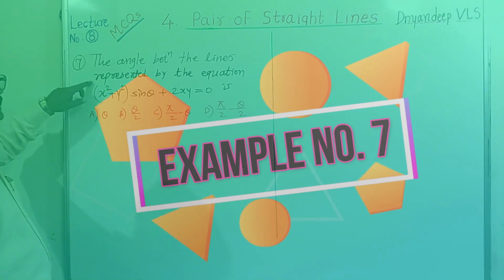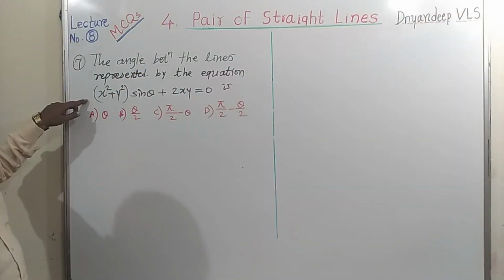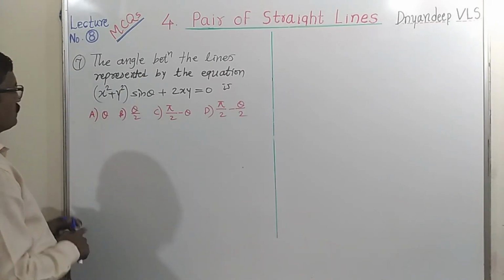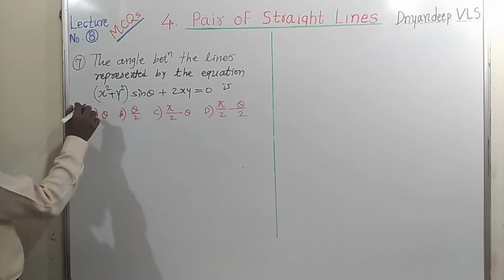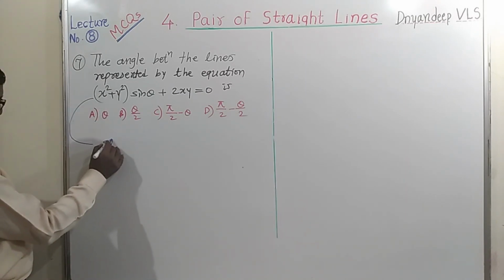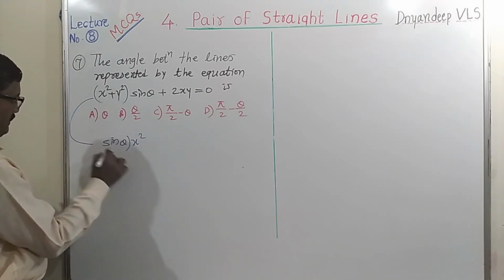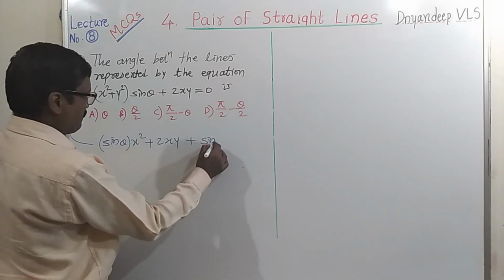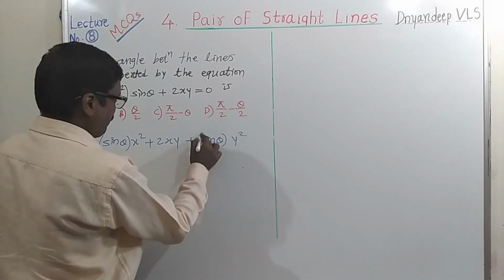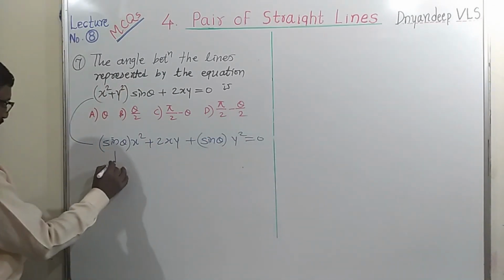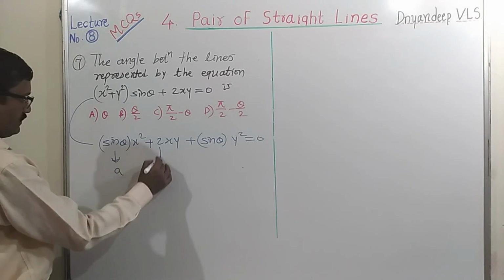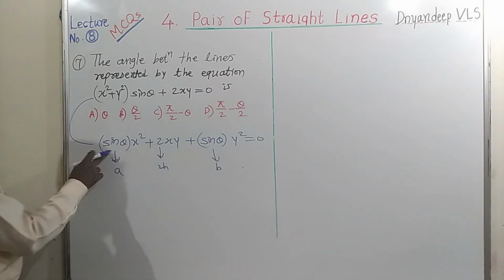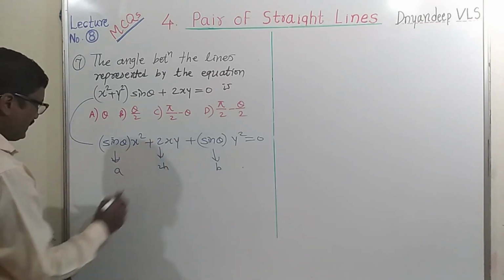The angle between the lines represented by the equation is, already in this equation sin theta is given as the coefficient of x square and y square. So this equation is nothing but sin theta into x square plus 2xy plus sin theta into y square equal to 0. So this is a, this is 2h, and this is b. So a equal to sin theta, 2h equal to 2, and b is equal to sin theta.